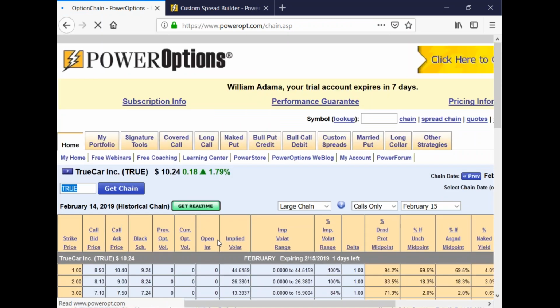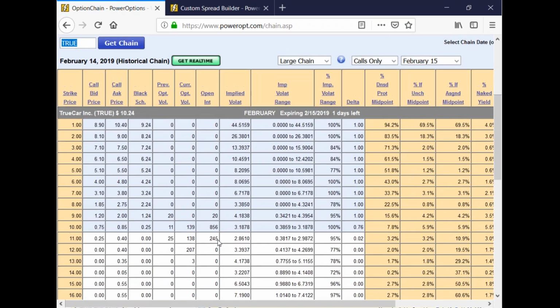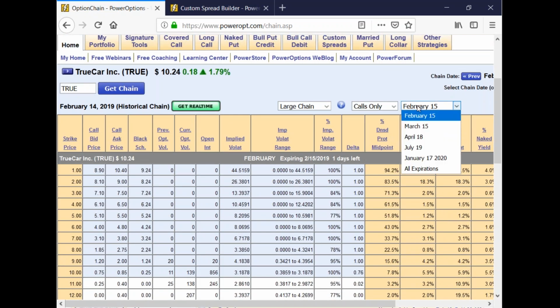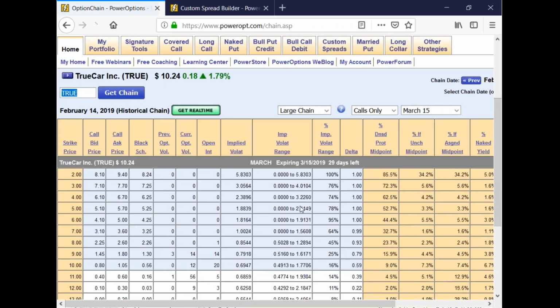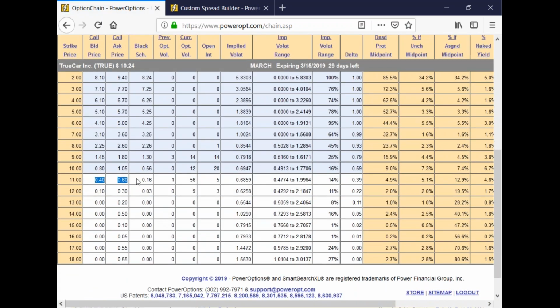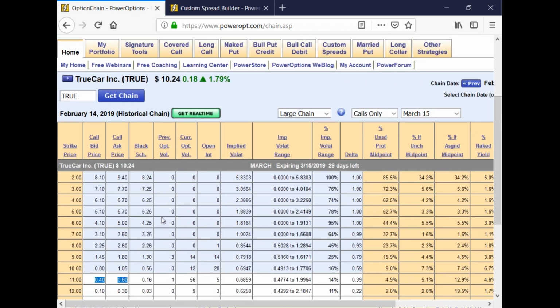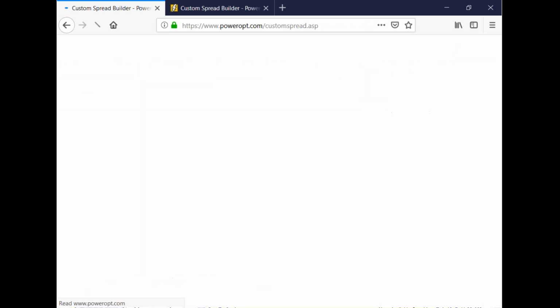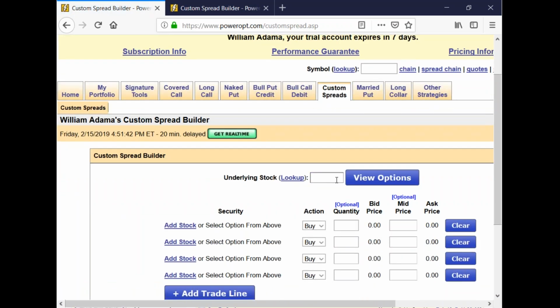TrueCar at 10.24. Let's say we sold March. It only offers March. 11 call for 40 cents yesterday. Okay, 10.24. Well, it's 50 cents midpoint. I know it's a smaller price stock, but we'll just use this for our example. All right. Now, let's go to our custom spread tool again. Let's just build that spread if we had a covered call, if we had entered it yesterday.